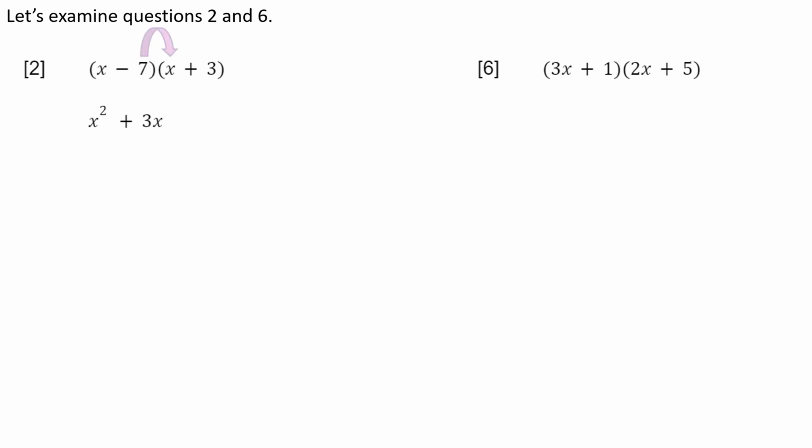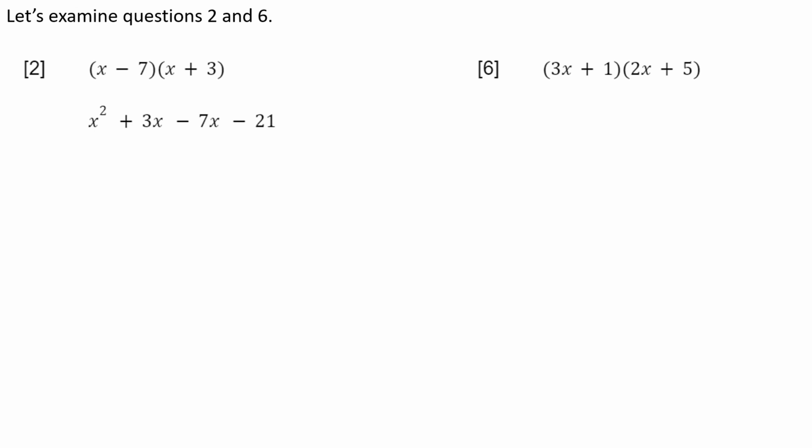We're doing FOIL, F-O-I-L. I for inner, I'm going to go toward those inside parentheses. I've got negative 7 times x. Comes out as a negative 7x. L, the last one in each. Negative 7 times positive 3 comes out as a negative 21.